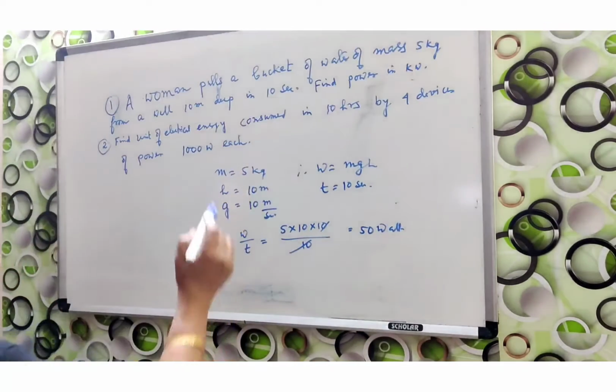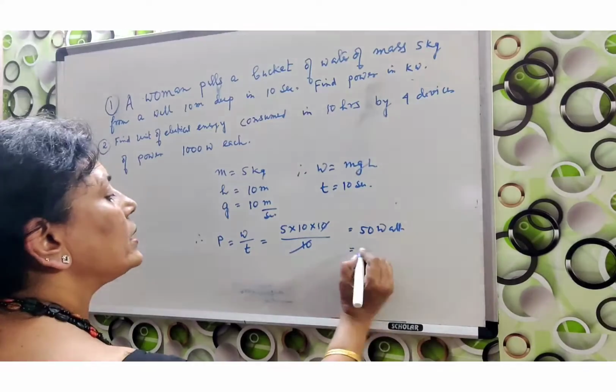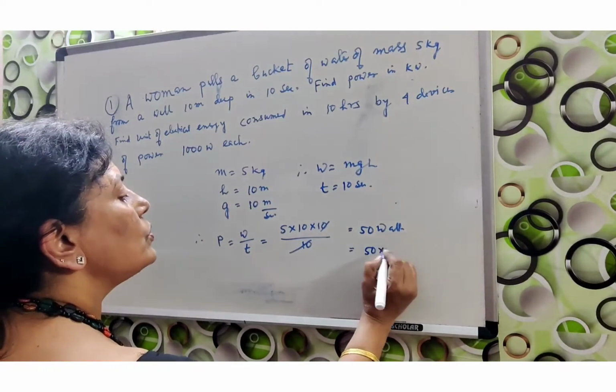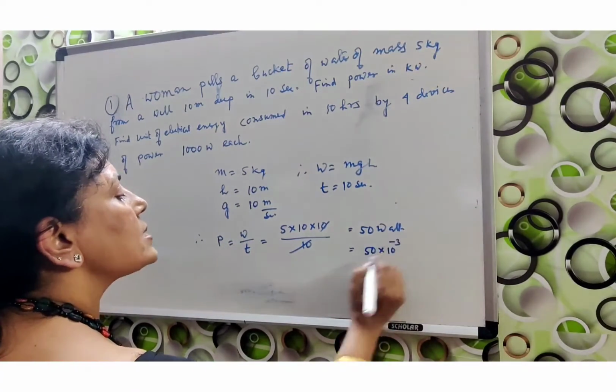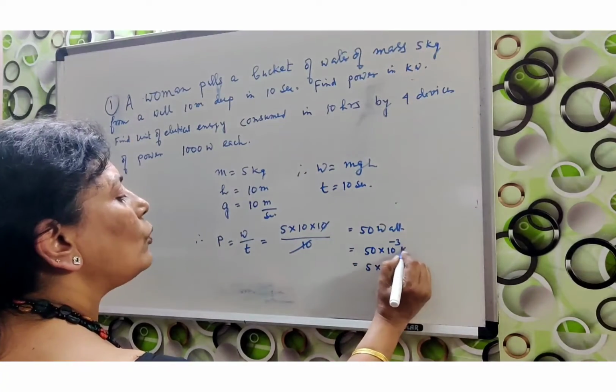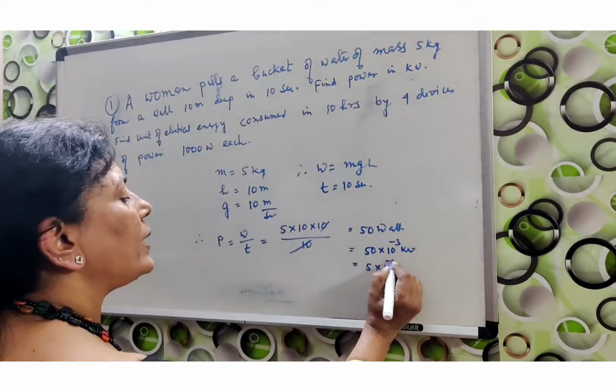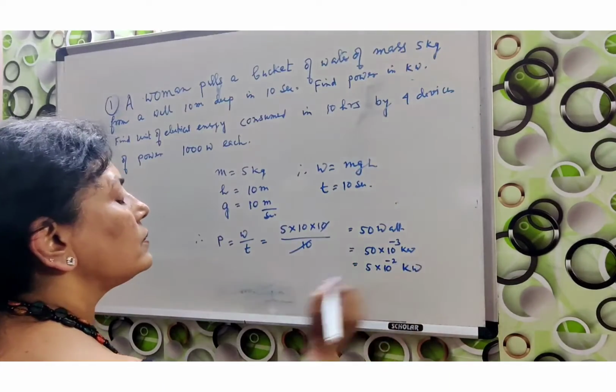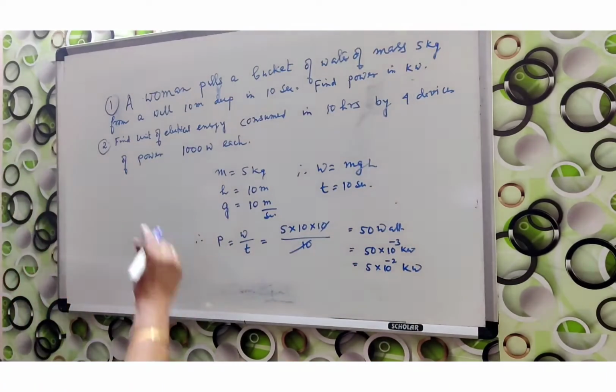Power in kilowatt: 50 into 10 to the power minus 3 kilowatt, or 5 into 10 to the power minus 2 kilowatt. Okay. Now next question.